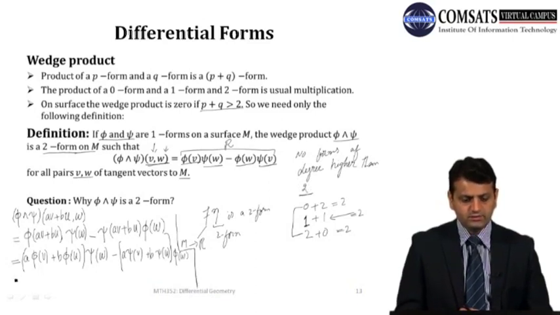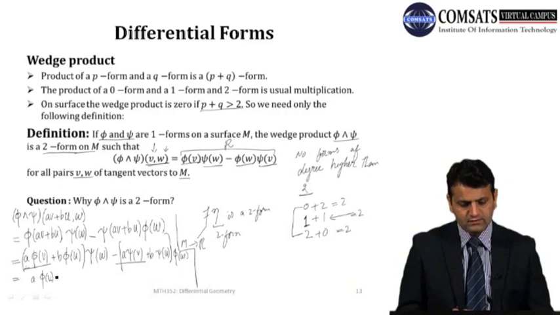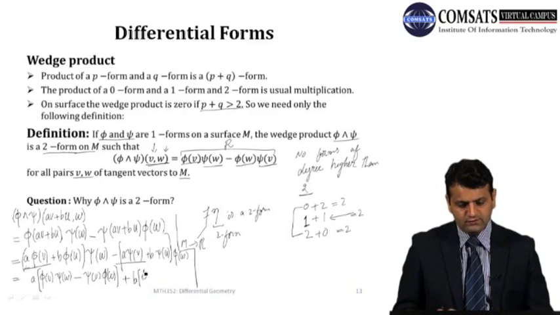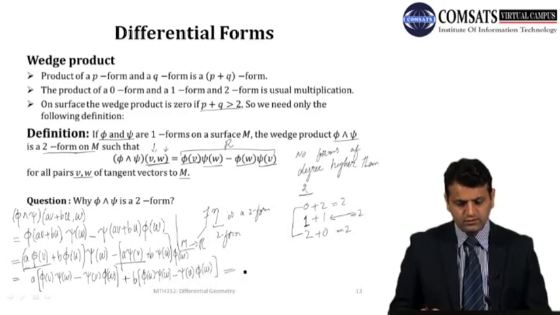And so this can be written as, if I take common from here, the first term and the second term, then I will get A (phi V psi W minus psi V phi W), plus I can take B common, and this will be equal to B (phi of U psi of W minus psi of U phi of W). Now this expression is equal to a.